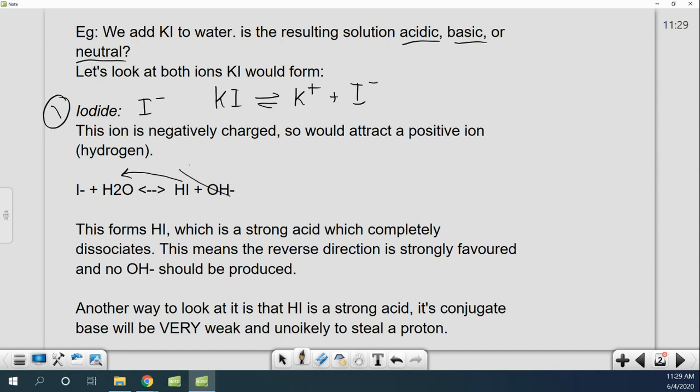I'm not actually going to make almost anything here. Whenever I make HI, it's going to fall apart right away. It's a strong acid. I'm going to have almost nothing there. So it's not going to favor the OH minus, so I'm not making any hydroxide. So I should not end up with a basic solution. So now my options are, it could be acidic or it could be neutral. Another way to look at this is HI is a strong acid, which means its conjugate base, what I started with, is a very, very weak base and unlikely to steal a proton or to pull hydrogen out. All right, so we've determined not basic, and we've looked at iodide.